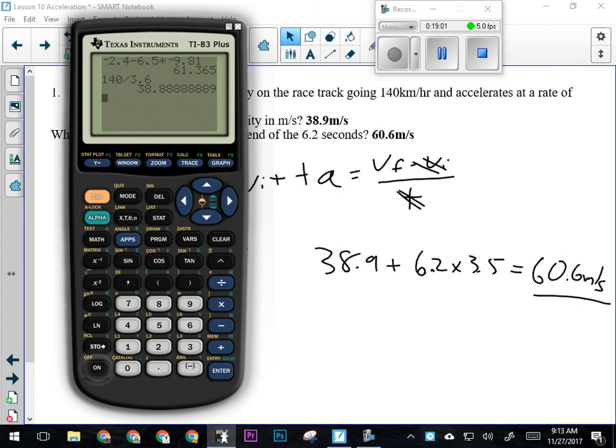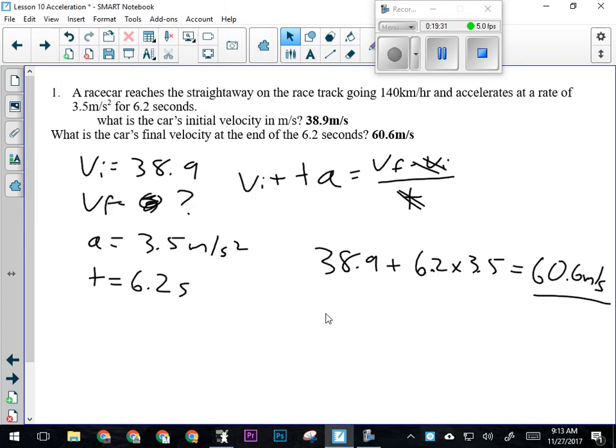When you're plugging it into your calculator, are you going 38.9 plus 6.2 times 3.5? You sure you don't have an adder or something in there by accident? It's usually something simple. Yeah, it's always something simple. I probably wouldn't mark it wrong in this case because this is a pretty rare circumstance where you wouldn't have a vector initially anyway.